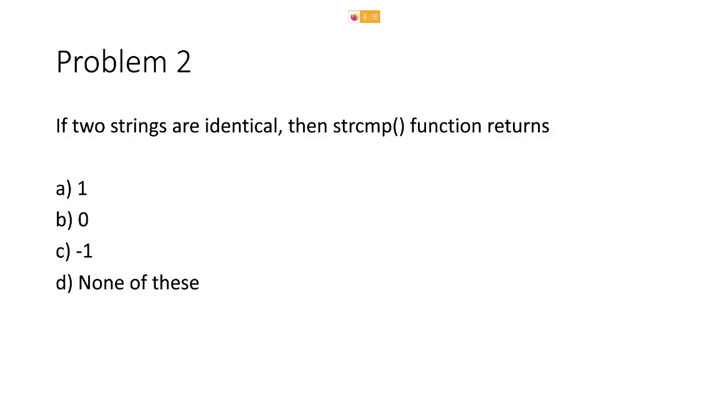Now the second question is, if two strings are identical, then the string compare function returns what? The correct answer is option B, 0. When two strings are identical, string compare returns 0, otherwise it returns non-zero. This is a little counterintuitive, but that's what the library function string compare returns.